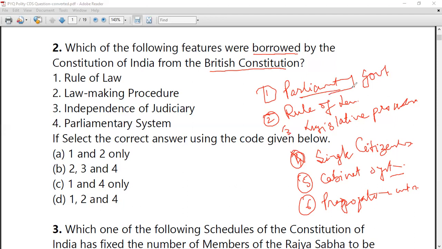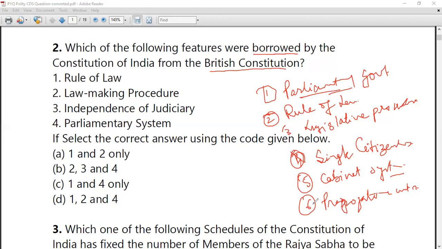We have also taken rule of law. Then we have taken legislative procedures and single citizenship. Single citizenship means in India there will be only one citizenship, whichever state you may belong to. But in the USA, you will find there is dual citizenship. The cabinet system we have taken, in which some important ministries are members of the cabinet. For example, finance ministry, health ministry, education ministry, railway ministry, and defense ministry. These all come under the cabinet system. The cabinet comprises around 25 to 30 ministries.